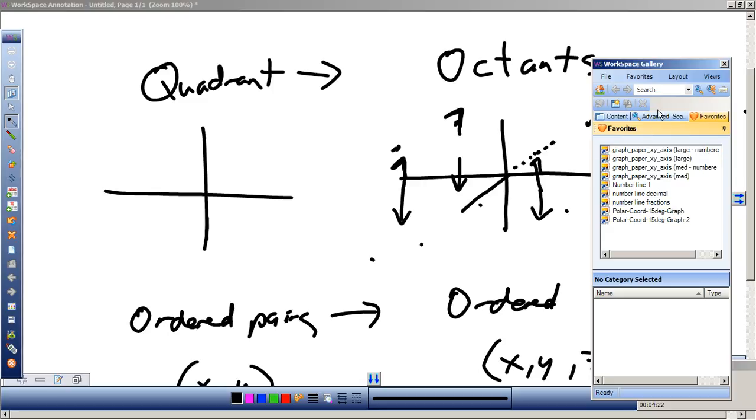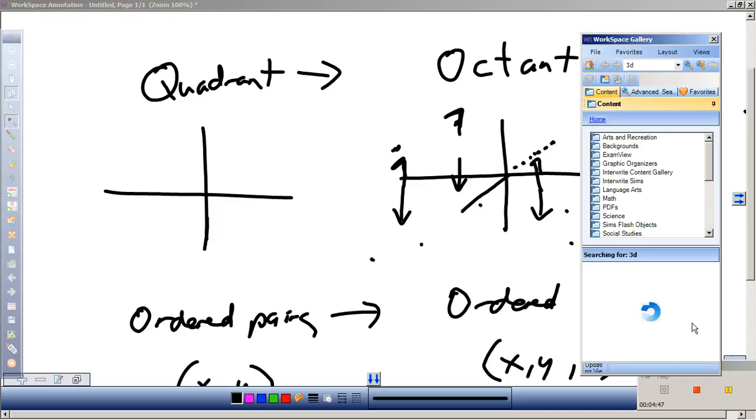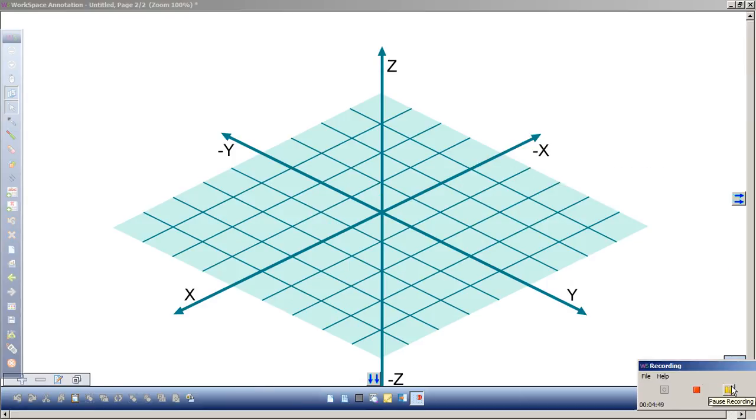Let's see, do I have... I thought I had it in here, but apparently I don't have it there. Okay, so 3D graph paper.